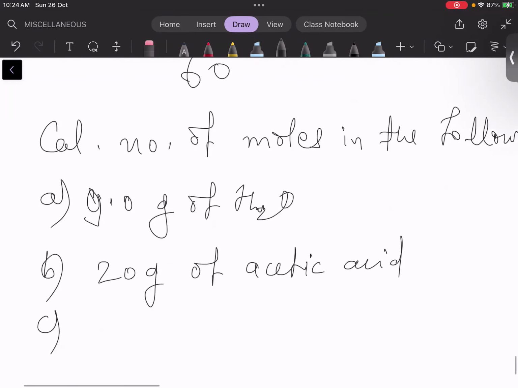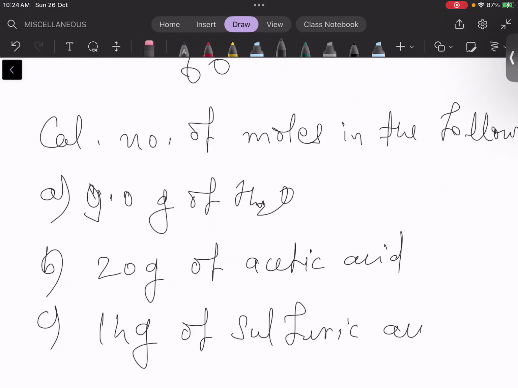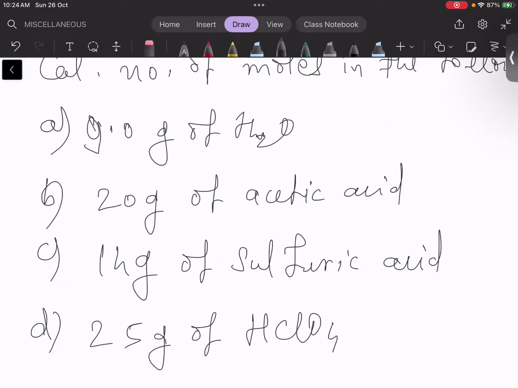Then third, 14 gram of sulfuric acid. The next, 25 gram of perchloric acid. जल्दी करो अभी, सबको समझा है ना?